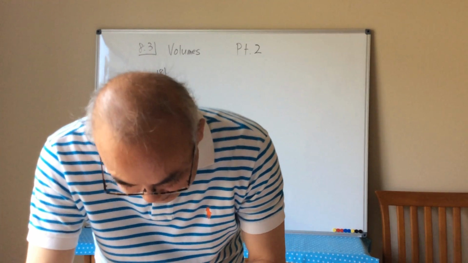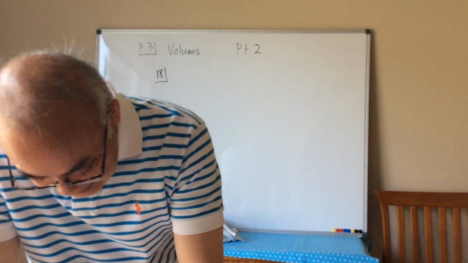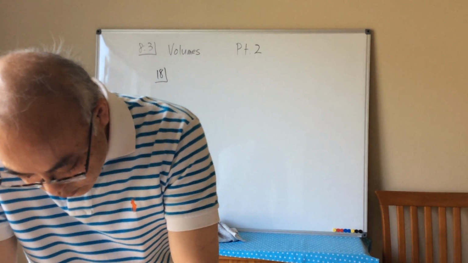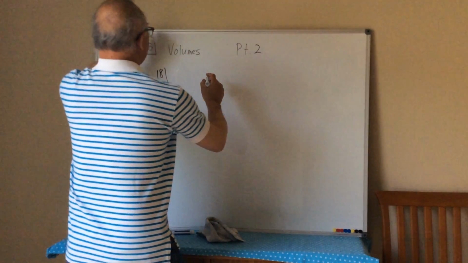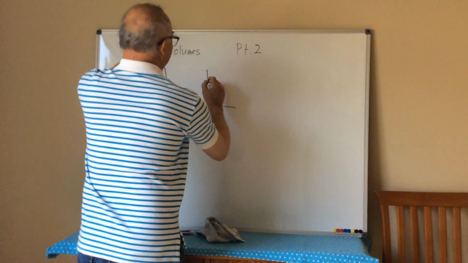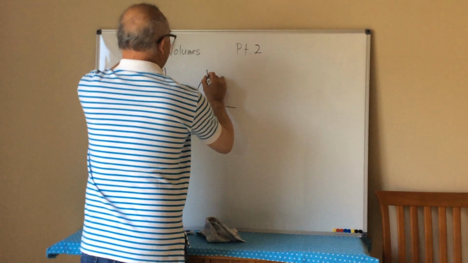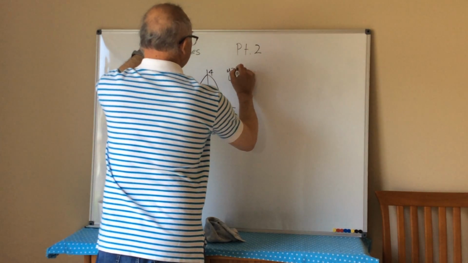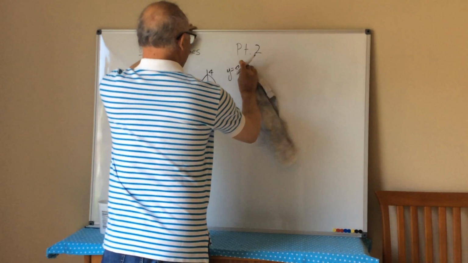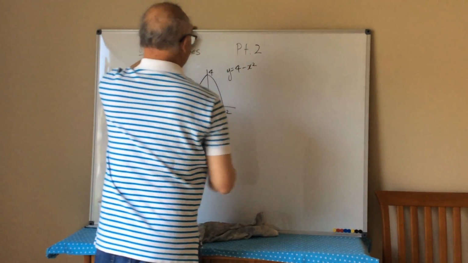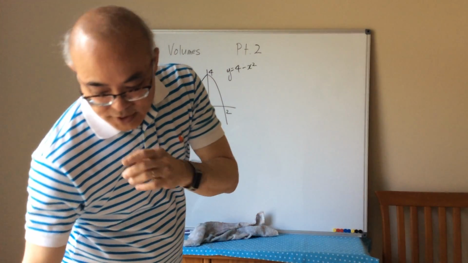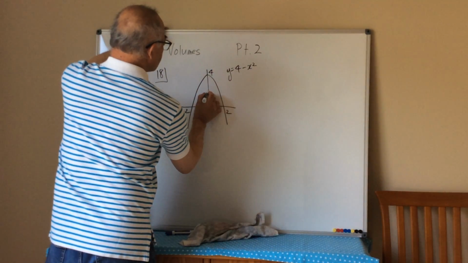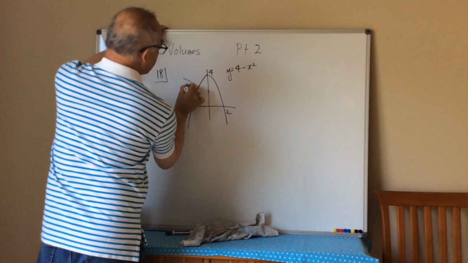curves about the x-axis. So we're rotating about the x-axis. In 18, we have y equal to 4 minus x squared, and y equal to 2 minus x. So y equal to 4 minus x squared will look like that, right? 4, 2, negative 2. And then we have y equal to 2 minus x, so this is 2, 45 degrees.